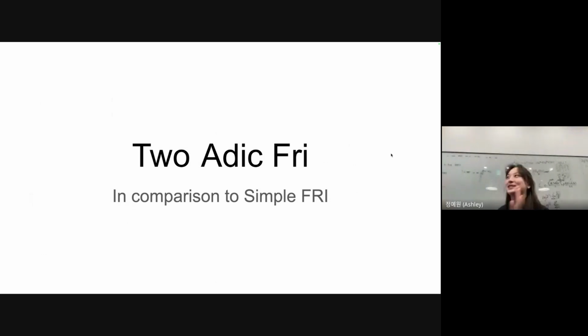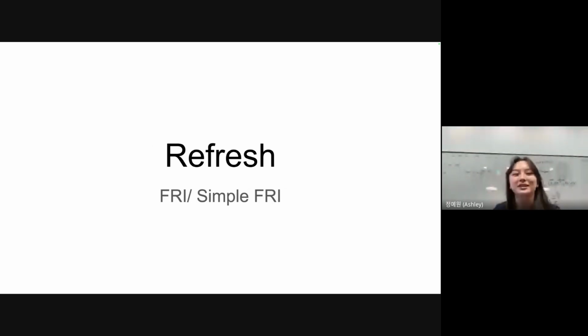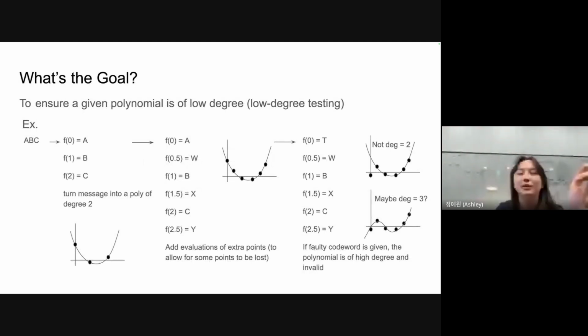So this presentation will be about 2AdicFri in comparison to SimpleFri and the general Fri protocol. Just a reminder on regular Fri and SimpleFri: our whole goal was to do low degree testing, or ensure a given polynomial is of low degree. This is kind of like the RS thing I showed last time.